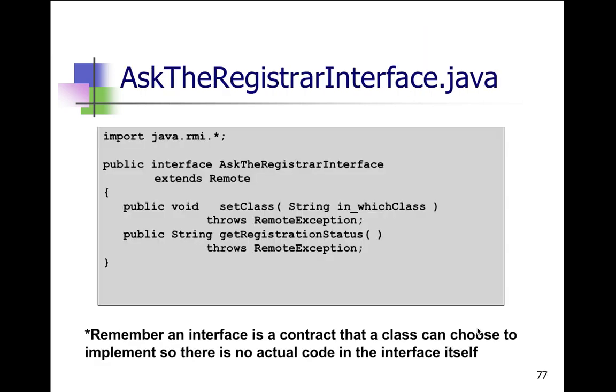And speaking of the interface, here we go. Ask the register interface. We know we have two methods that we're going to invoke remotely. One of them is a replacement for the constructor, the other one is the functionality of getting the status. So here we go. We have the set class, which is going to be our replacement for the constructor, and then the get register status.